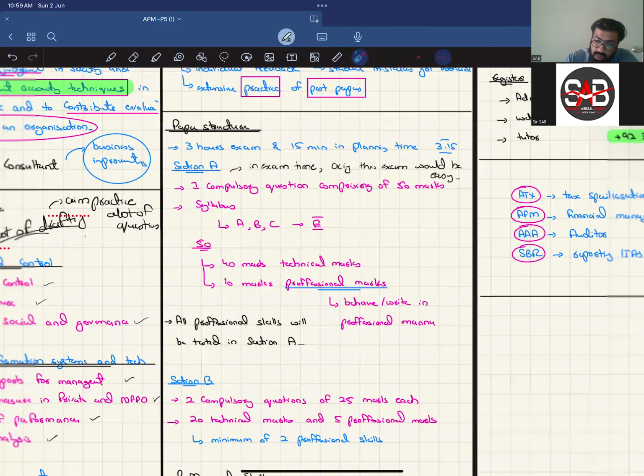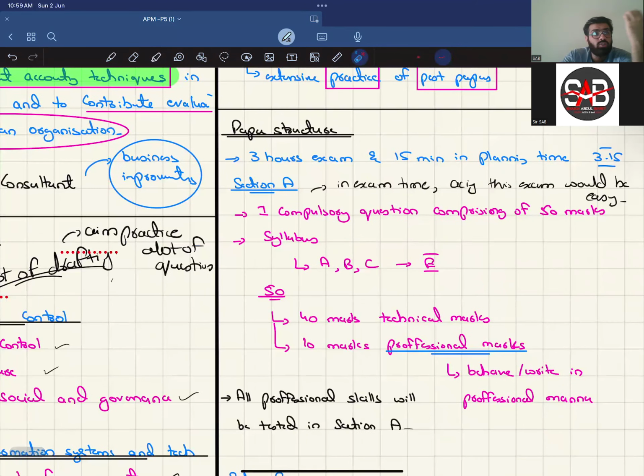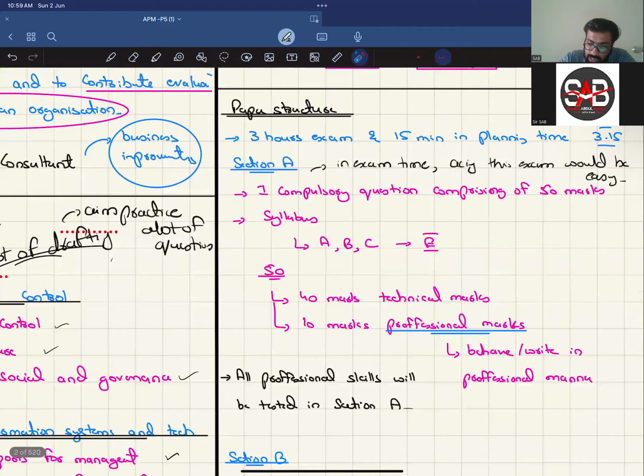If you understand the paper structure, then you can decide your strategy to attempt the paper, because you have studied the course. If yes, and you know the structure, then you can decide accordingly.